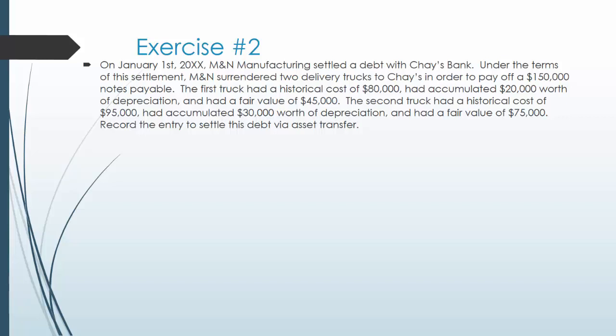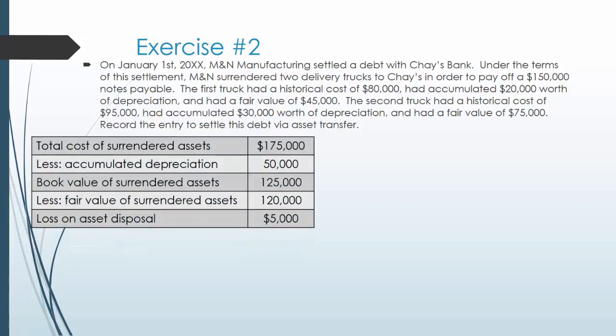So when we're recording this entry, we need to figure out any gains or losses that we have here. But we might have 2 different types of gains or losses. We're going to have one that might be related to the difference between what our books say these assets are worth and the value we're getting by surrendering them. So let's first go through and see if there's any loss or gain on the disposition of these assets. The total cost of the assets that we're surrendering is $175,000. The first truck cost us $80,000. The second truck cost us $95,000. Together, these 2 trucks combined had a historical cost of $175,000.